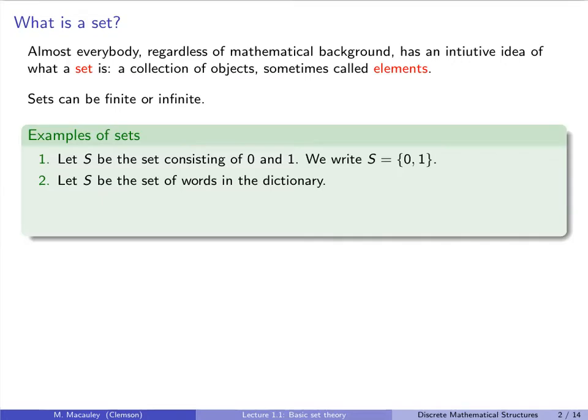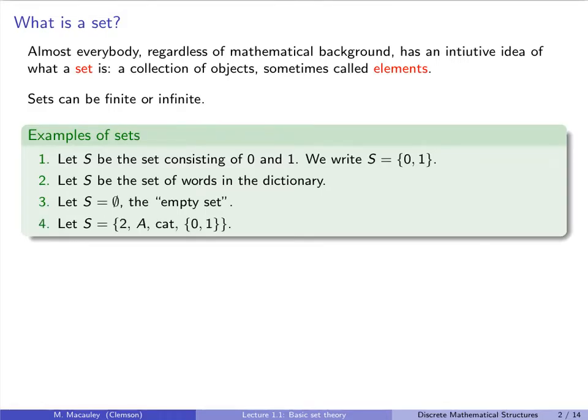Let S be the set of words in the dictionary. Of course, you have to make it clear which dictionary we're talking about, but that is definitely going to be a finite set. We can talk about the empty set, which is the set that contains nothing. It has 0 elements in it, and we'll often write it like this, with a 0 with a line through it.